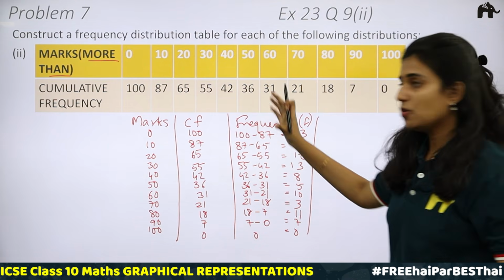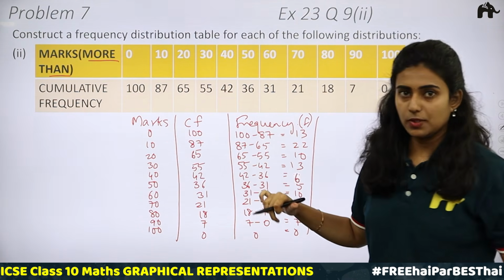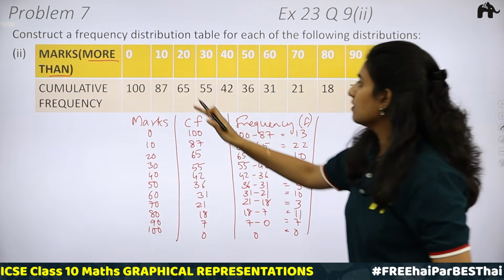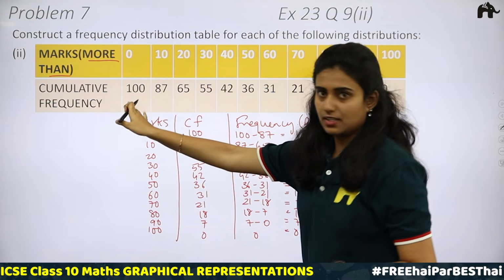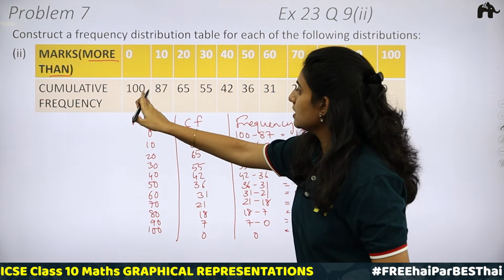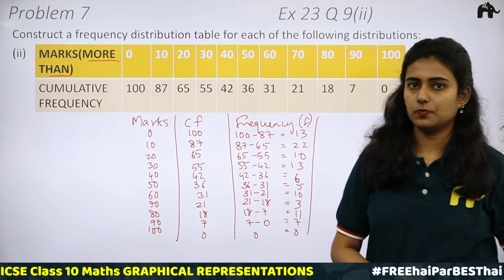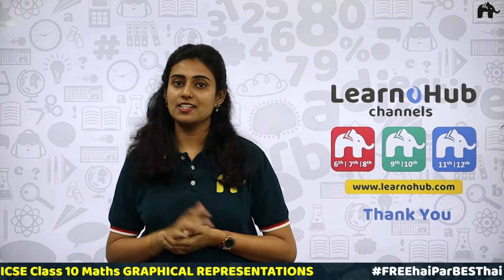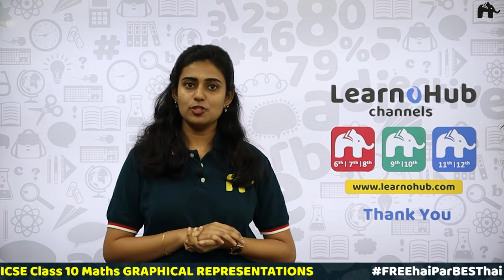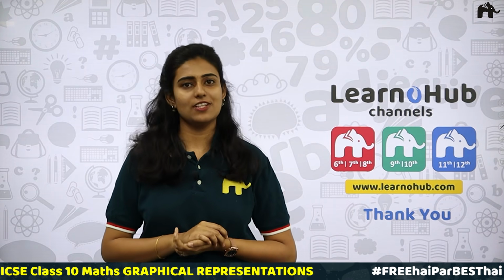So, when it comes to the more than case, this is how the subtraction should be done. When it is the less than case, from this value, you will be subtracting this value. When it is more than, from this value, you will be subtracting this value. Clear? That's all for today. In today's class, we have studied how to construct histogram, frequency distribution table and how to draw cumulative frequency curve.